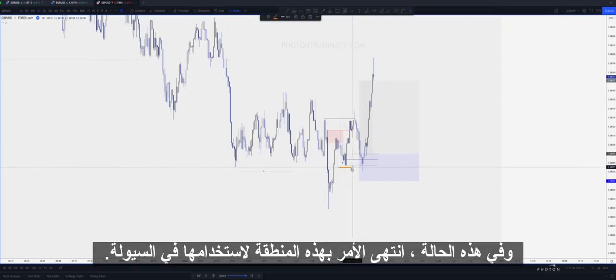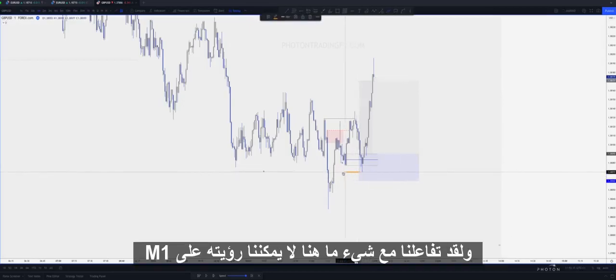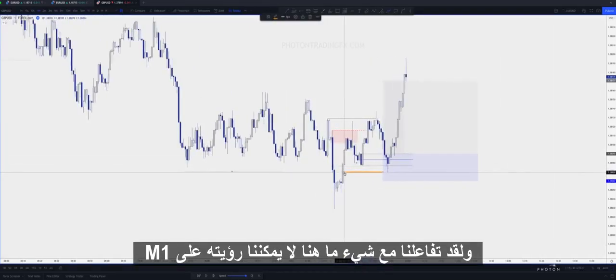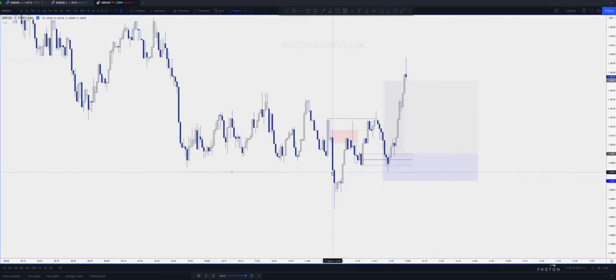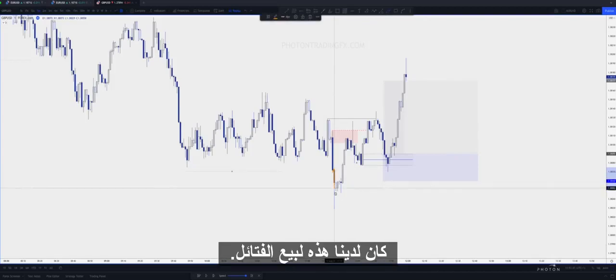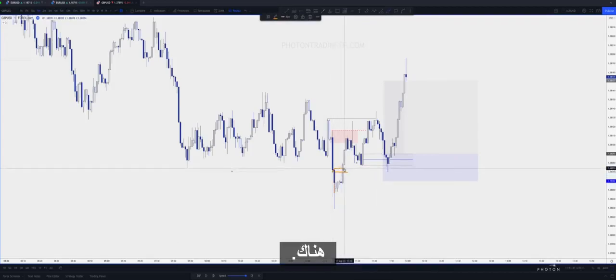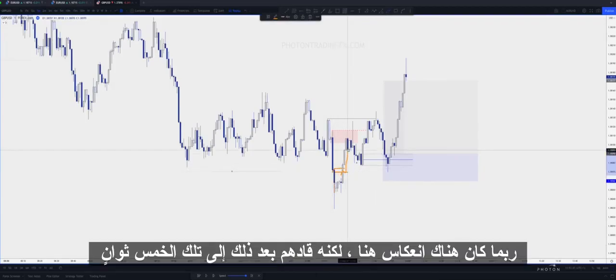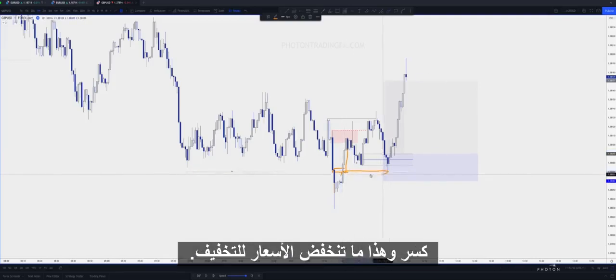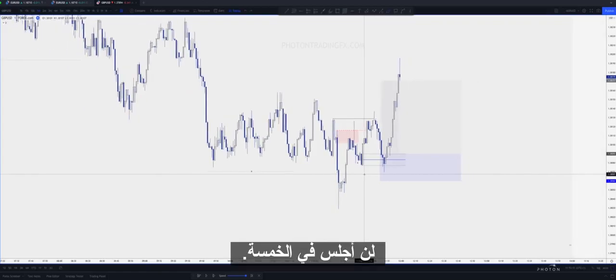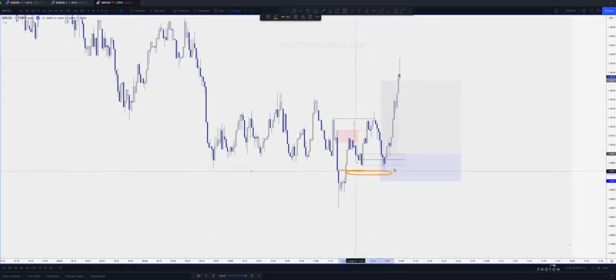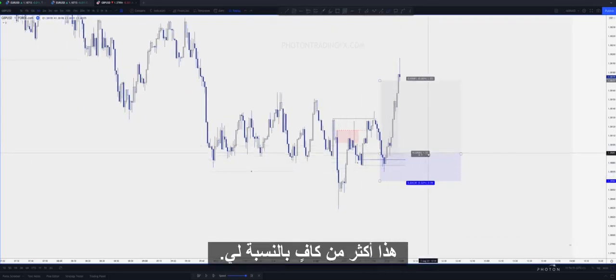And in this case, that zone did end up being used for liquidity, and we've reacted to something in here, which we can't see on the M1 time frame, right? But there will have been demand here on a lower time frame, on the seconds. So I'm guessing, right, we had these buy to sell wicks, there would have been some 5-second demand there. There was probably a flip here that then led to that 5-second break, and that's what price has come down to mitigate. But obviously, I have no idea. I'm not going to be sitting on the 5-second time frame trying to find every single zone. I'm just reading it on the M1. That's more than enough for me.